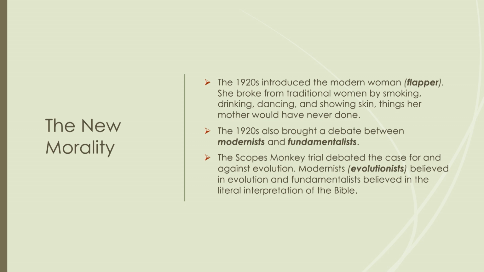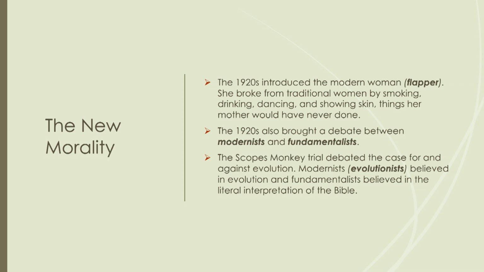The new morality. In the 1920s, we're going to find that there is going to be a break with traditionalism, and we're going to find that Americans will start moving more towards modern thinking and modern values, and that's going to be put on the forefront of everything with the image of the flapper. The flapper is going to be the 1920s woman. She's not going to be like her mother. She's going to smoke, she's going to drink, she's going to dance, she's going to show skin that she shouldn't show. And in that, it's going to be a fight between traditional culture and modern culture.